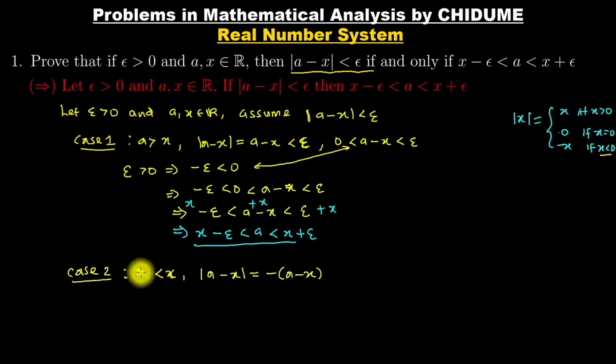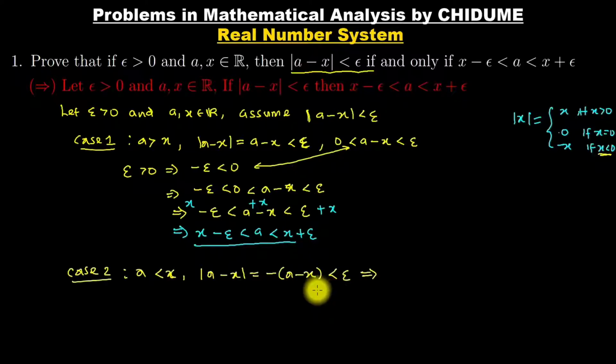Since a is less than x, definitely a minus x is going to be negative. So that means the absolute value of a minus x is going to be the negative of a minus x, the argument. Definitely this is going to be less than epsilon, just directly from here.